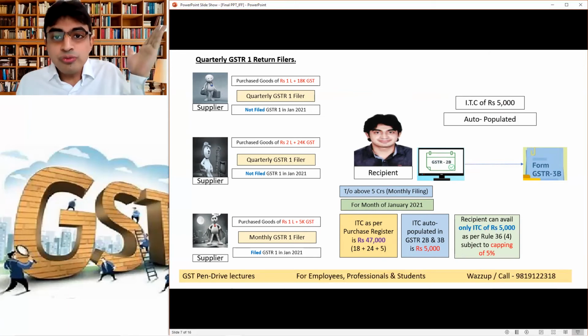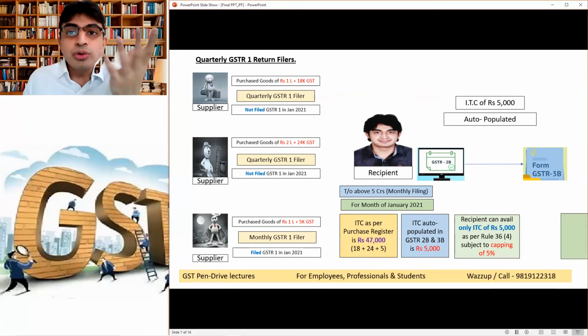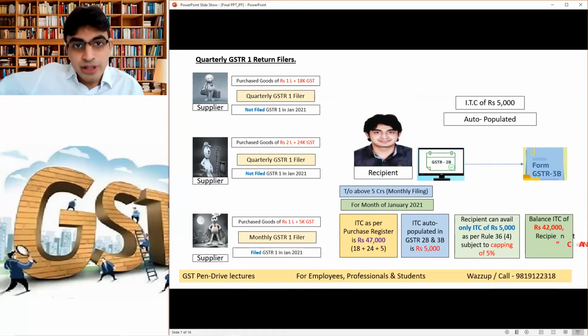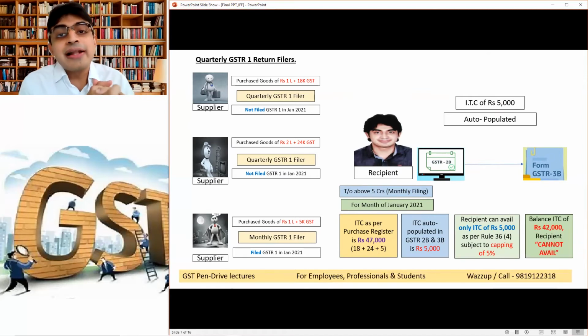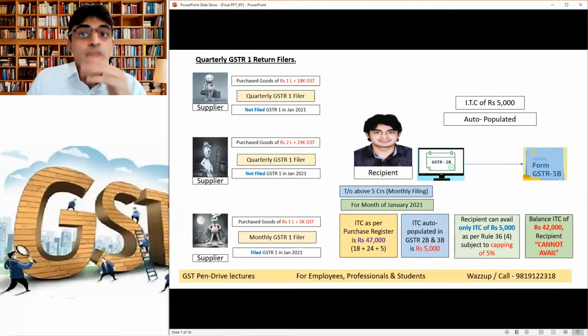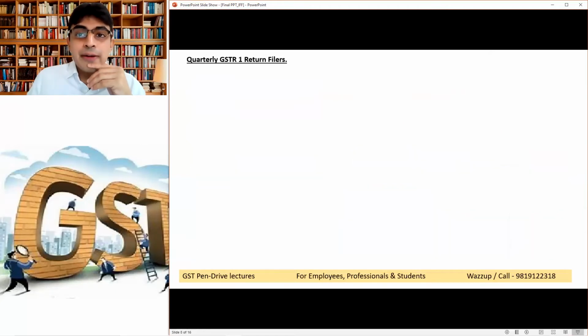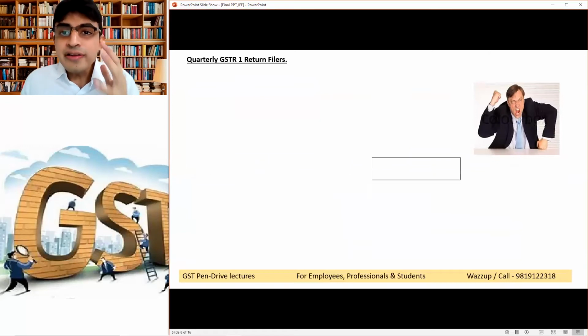So my ITC was 47,000. I am availing only 5,000. Balance 42,000 I will avail when? In a subsequent month, when those quarterly suppliers file their GSTR1. So we are left at the mercy of the supplier. Agreed? So what is happening?